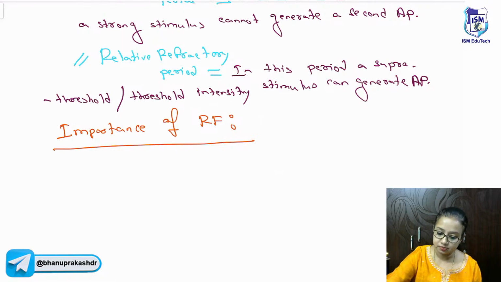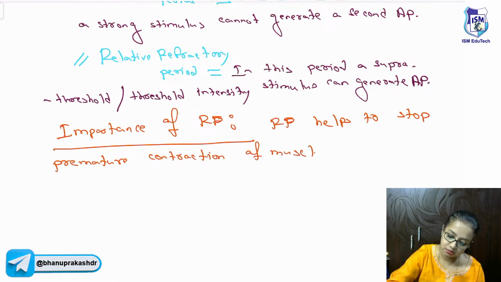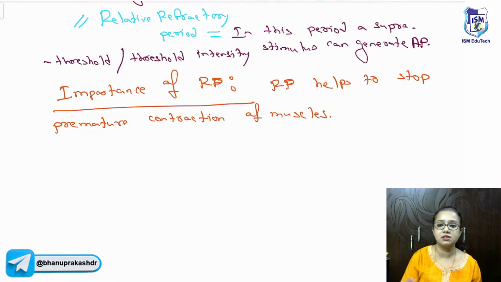So here, the refractory period helps to stop premature contraction of muscles. Usually it prevents conditions like twitch or tetanus. Spasm is a different thing. Twitch or tetanus, this kind of phenomenon, this refractory period stops. Otherwise, it would have caused that.